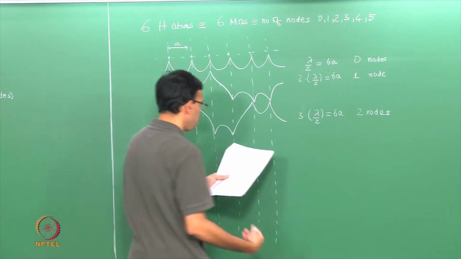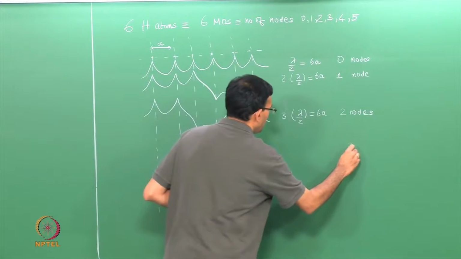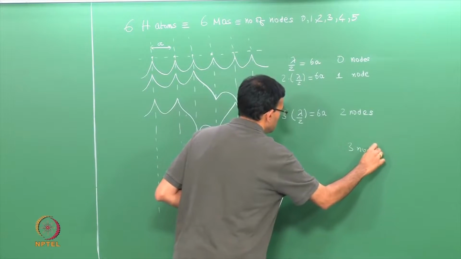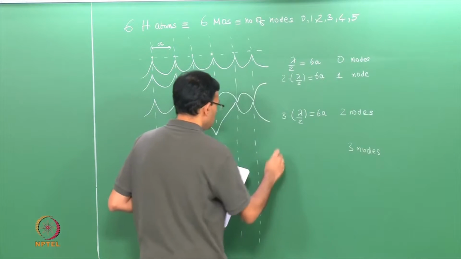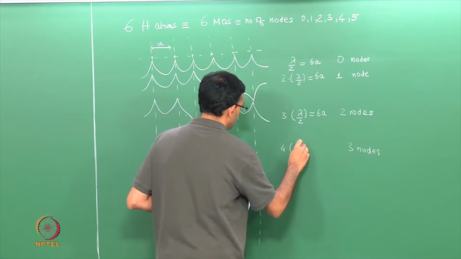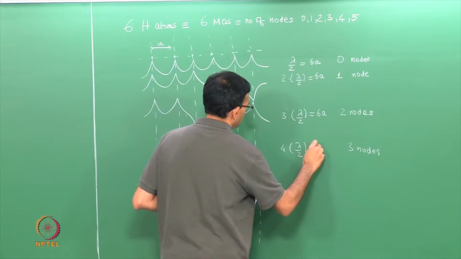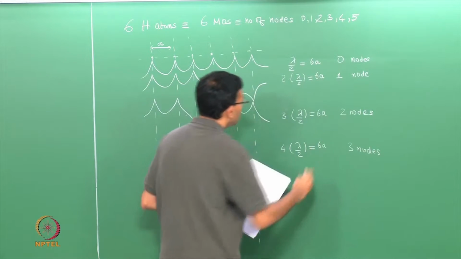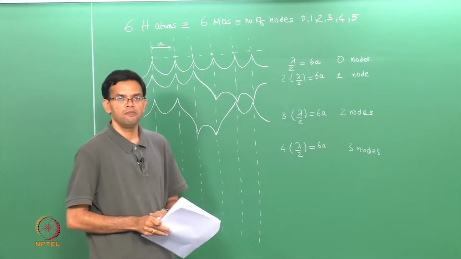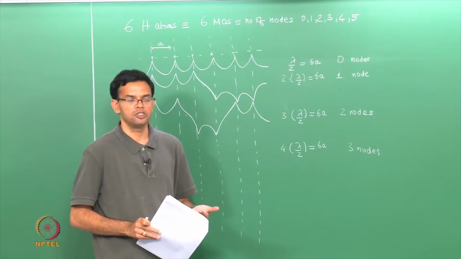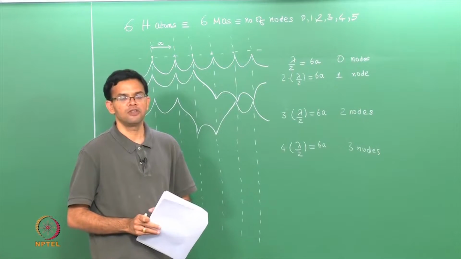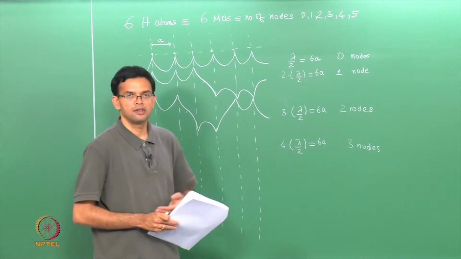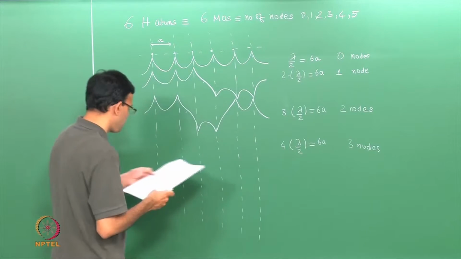So, then we can keep going on. Now we are going to have 3 nodes. So, that is 4 times lambda over 2, which is 6a. We use this formula to find out the position of the nodes, and once we know the position of the nodes, we can go back and draw the molecular orbitals.